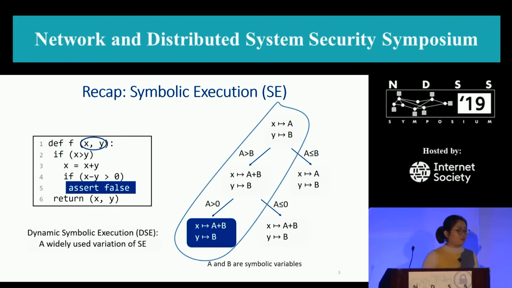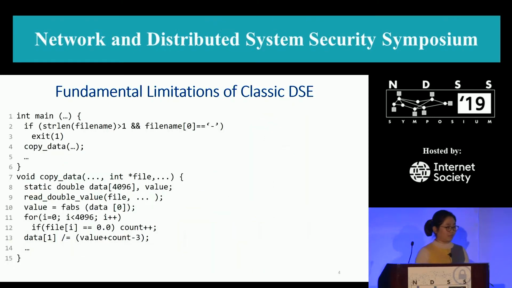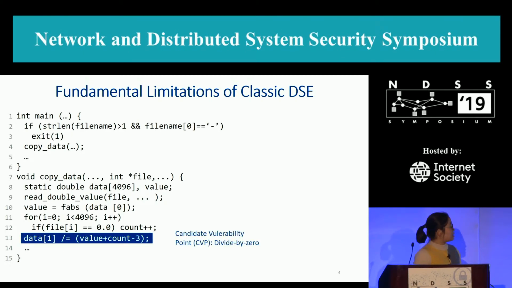One of the widely utilized variations of symbolic execution is called dynamic symbolic execution. In the remaining talk, I will refer to it as DSE for short. Although symbolic execution is very powerful, it also has many limitations. Let's see this example, where there's a potential 0 divided by 0 bug at line 30.